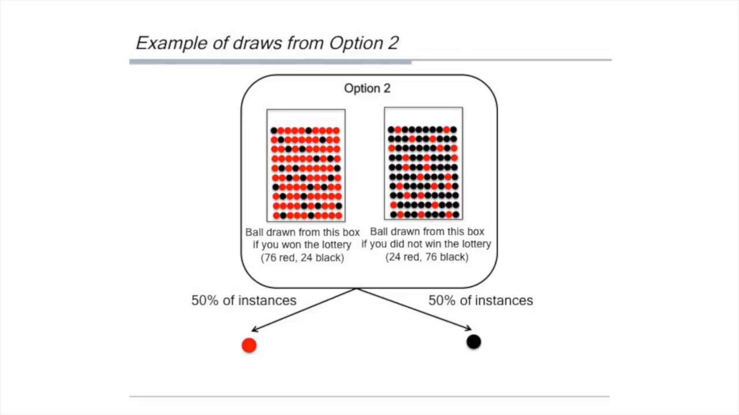Now we look at option 2 instead. In option 2, you can expect to see a red ball 50% of the time and a black ball 50% of the time. When you observe a red ball, it means that your chances of having won are 75% because there are many more red balls in the left box than in the right box. When you observe a black ball, it means that your chances of having won are 24% because there are many more black balls in the right box than in the left box.